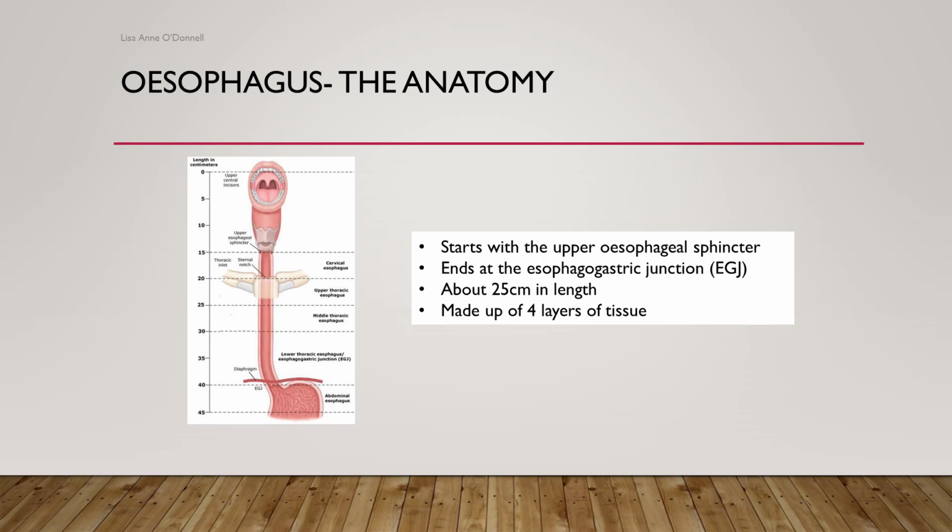The muscularis is the muscle layer. It pushes food down into the stomach. The adventitia is the outer layer. It attaches the esophagus to nearby parts of the body.